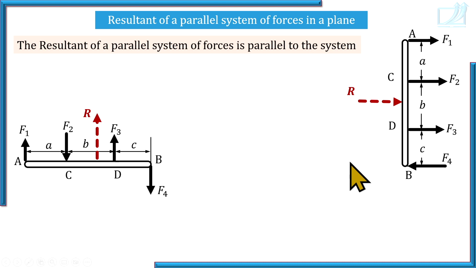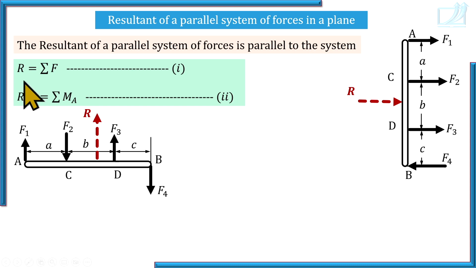So remember, out of the three parameters of the resultant, which are R, theta and d, that is magnitude, angle of the line and distance, theta will always be known to you in a parallel system of forces in a plane. Then how to find the resultant R and its distance from a reference point? We use these two equations. R is equal to sigma F. When you use this equation, you get the magnitude and direction of the resultant force. You will understand it better when we start solving problems.